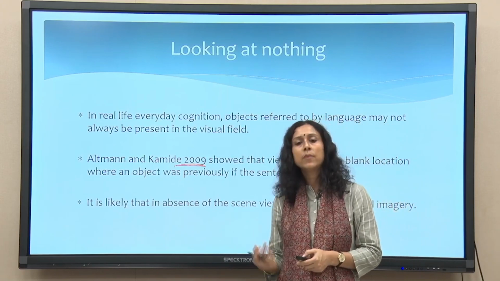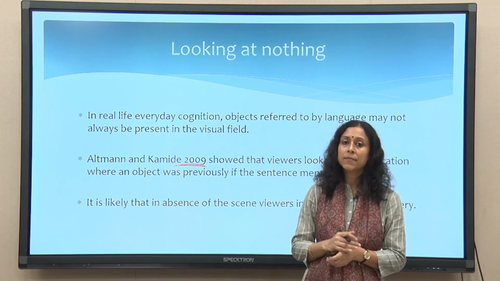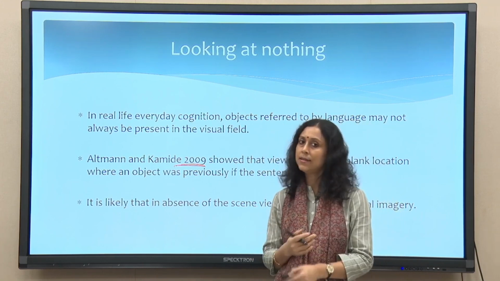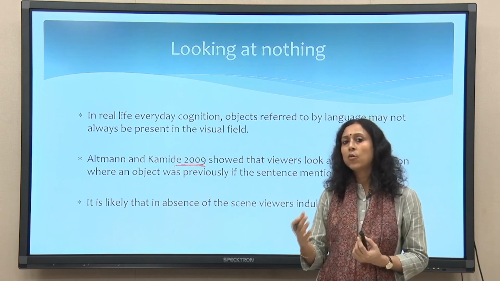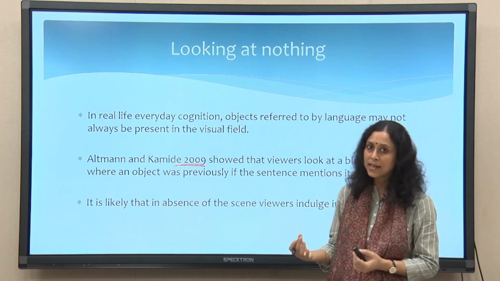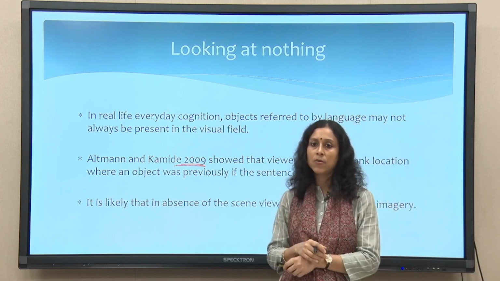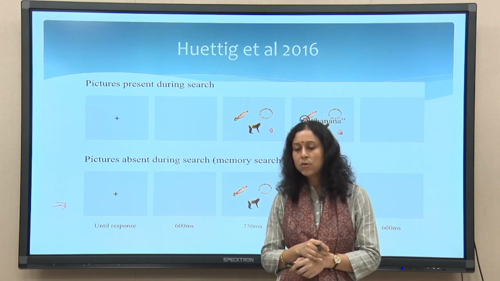Now, Huettig et al. try to show whether it is only the object, but also the cohorts, and they find there is a difference. When there is the display, we see that the cohorts also get a lot of visual attention, but in case of missing target, the cohorts do not get equal amount of fixation. So, that is about looking at nothing.